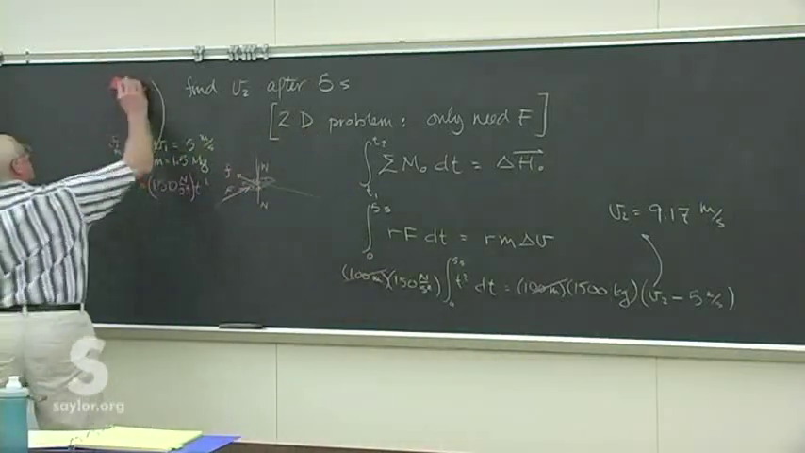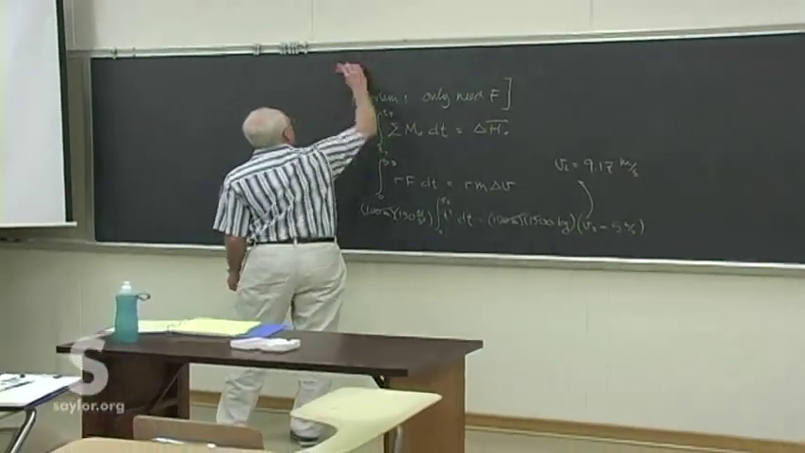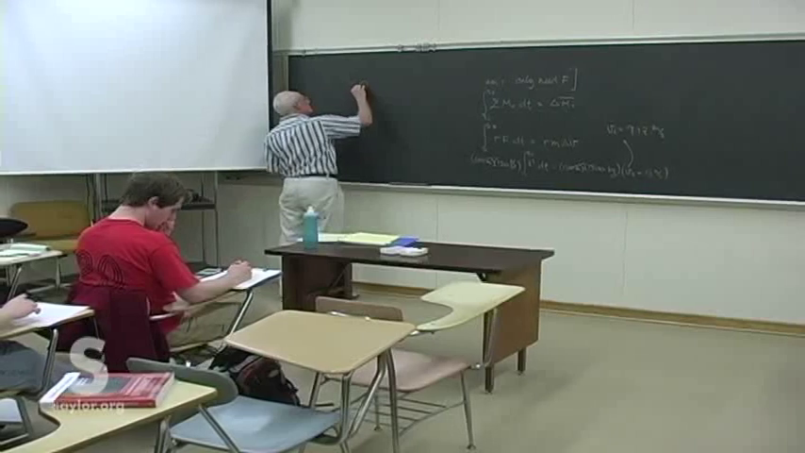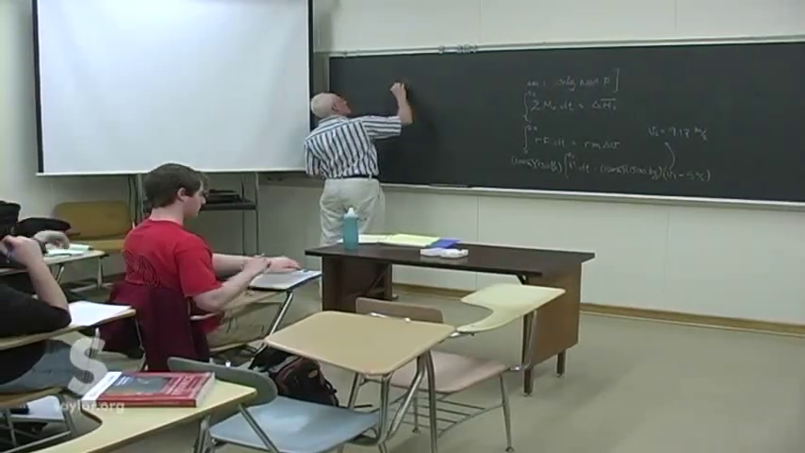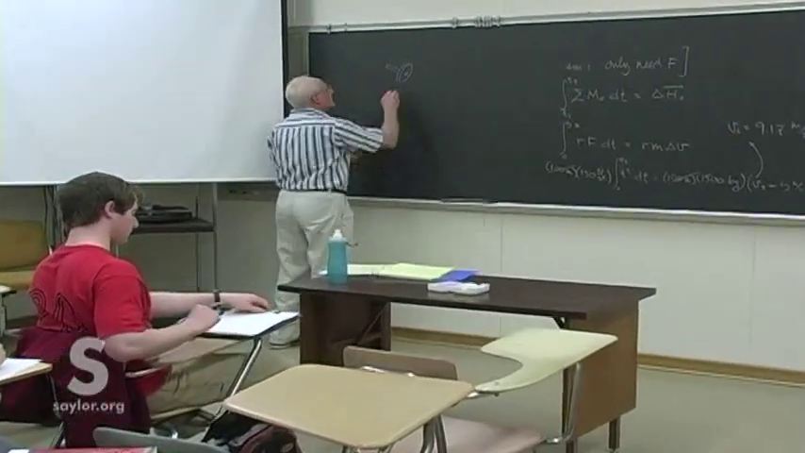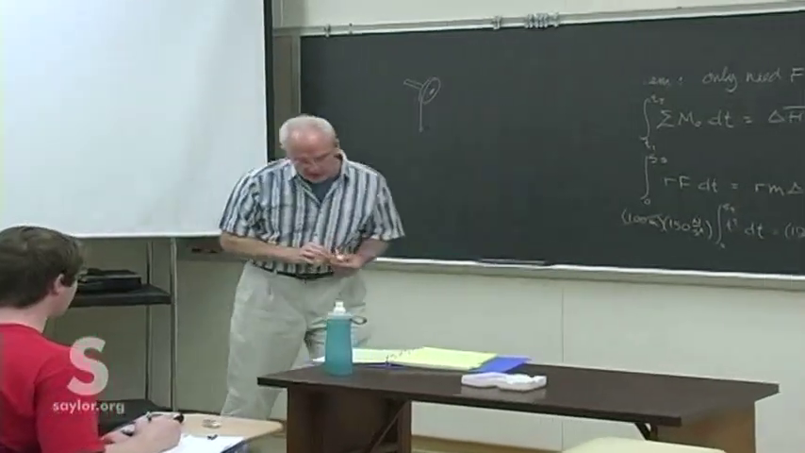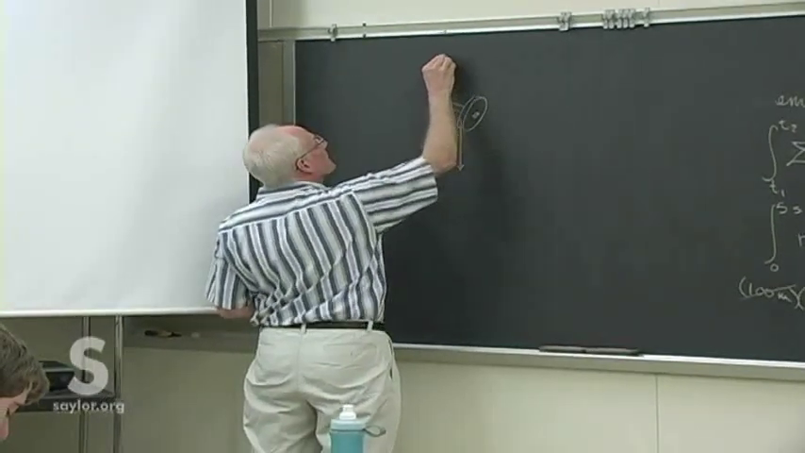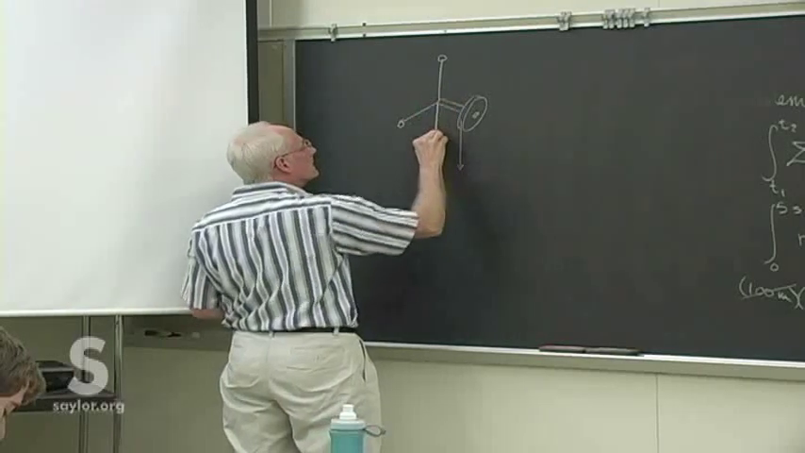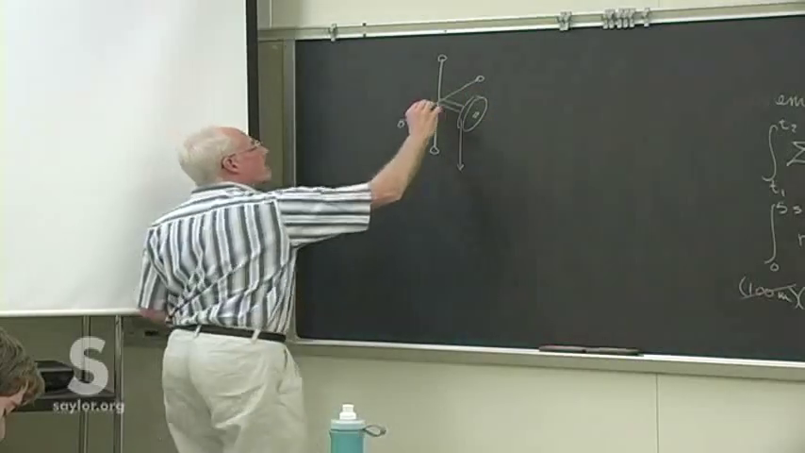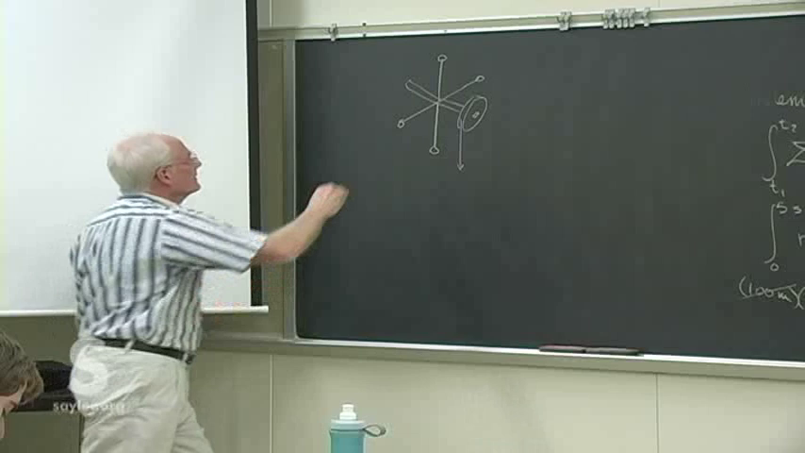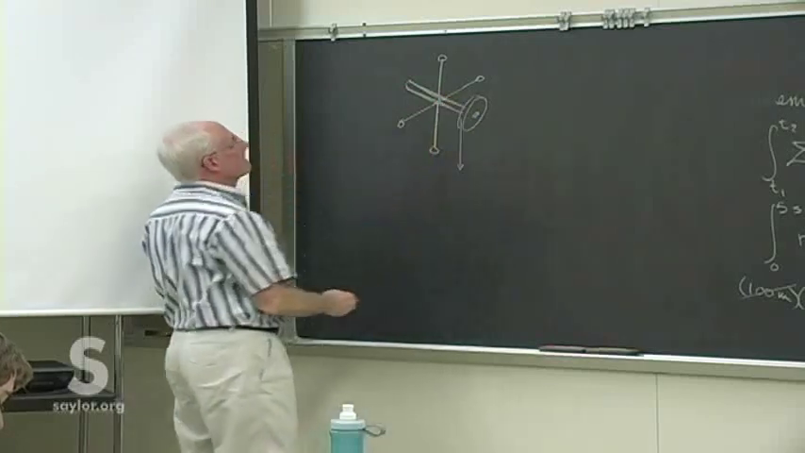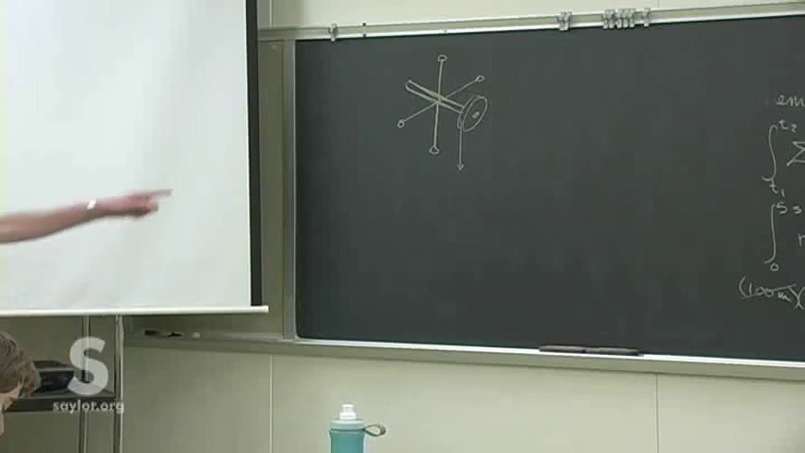Okay, another problem. Kind of a miniature satellite problem. Imagine we have a pulley that runs on a shaft from which we apply a force. And then back on the shaft somewhere are four antennas or something. So they're in the same plane as is the pulley.